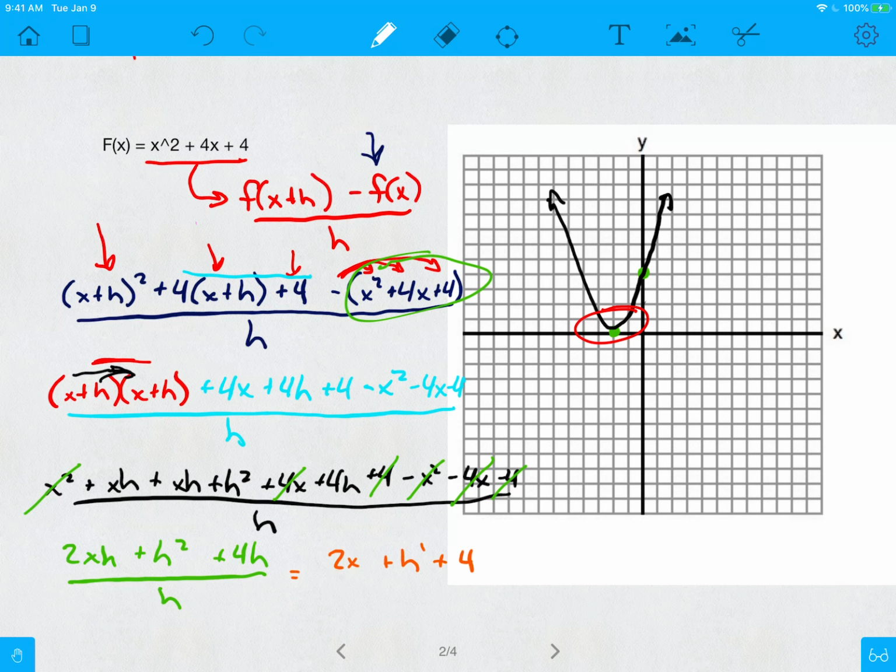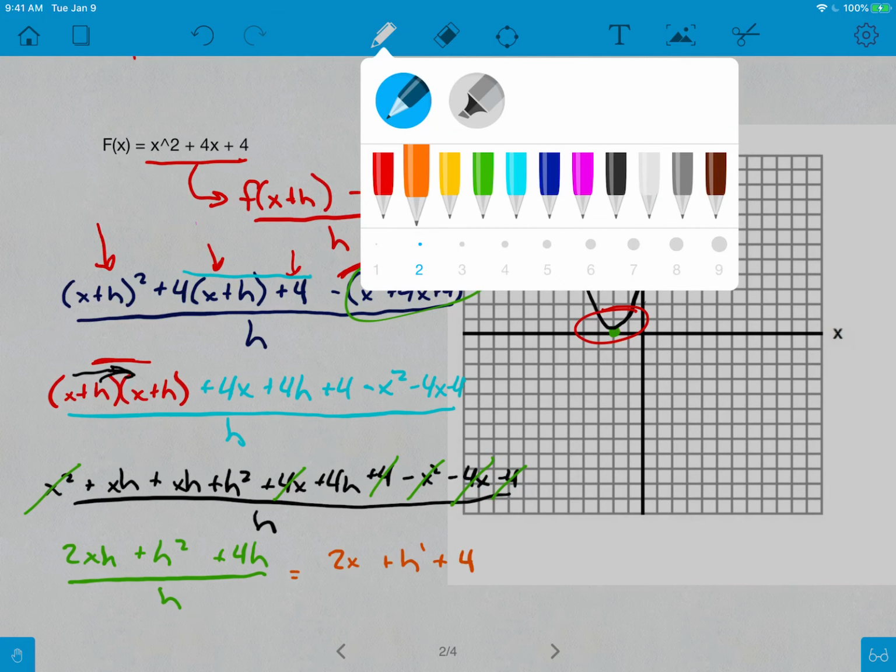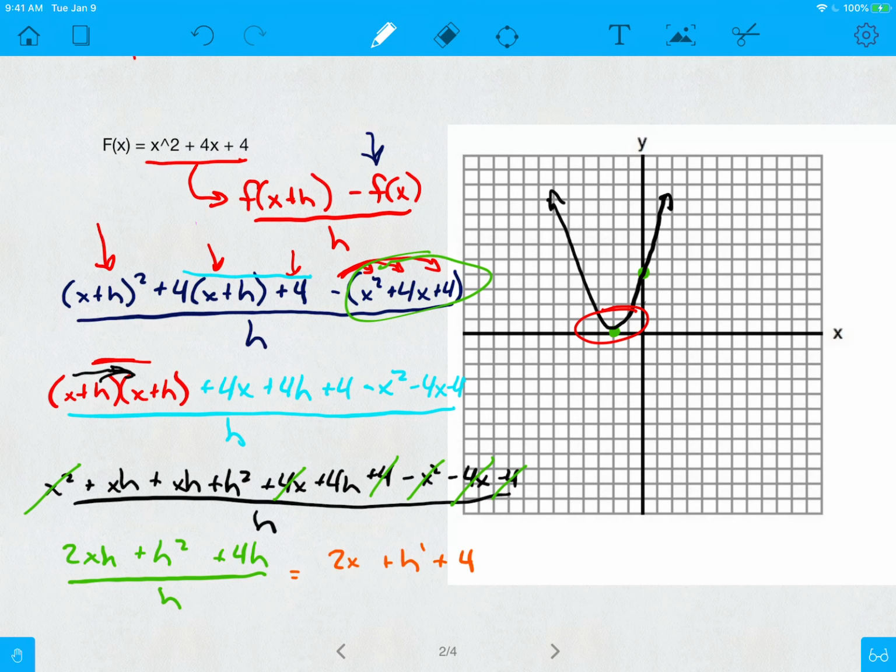We have the 2x plus h to the first plus 4. And I know this is going to seem odd. What we do first is you're going to get rid of any h's that are left. So if you have any h's like this term right here, those are going to go to zeros. Even if there's numbers in front of them, you'll cancel out anything that has an h on it still. So this is what we have to end with.